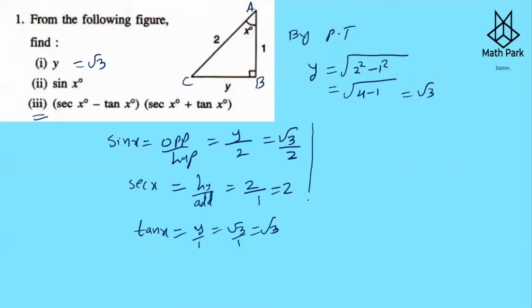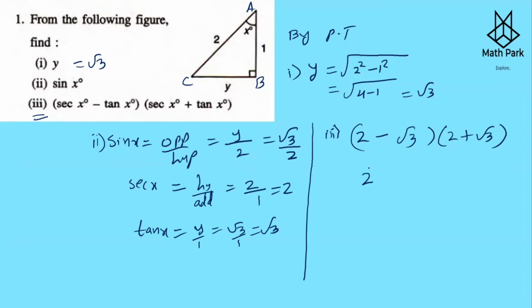Now let us find the value of the third part. The first part was done here, and this was your second part. Let us do the third part, which says sec x minus tan x. So sec x is 2 minus tan x is root 3, multiplied by sec x plus tan x, that is 2 plus root 3. Now this is in the form of a minus b into a plus b, which is a square minus b square. So 2 square is 4 and root 3 square is 3. So this is 4 minus 3, which is 1, the value of sec x minus tan x into sec x plus tan x. Got it? Sin x was root 3 upon 2.